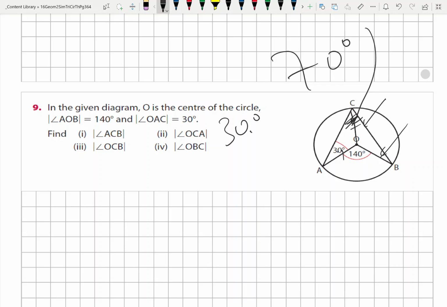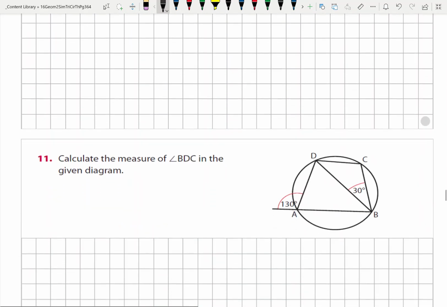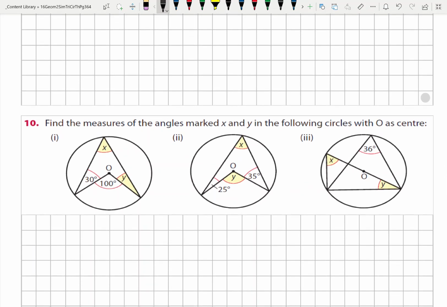Question 10. Don't have to do it, but I'm going to do it anyway. X is 50. The circle angle theorem. And 30 is supported by this. No, it's not. Yeah, we're going to get X. Yeah, there's a 50 up here.